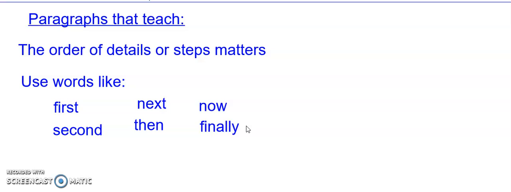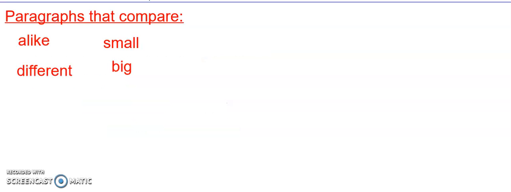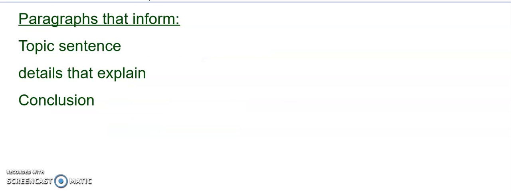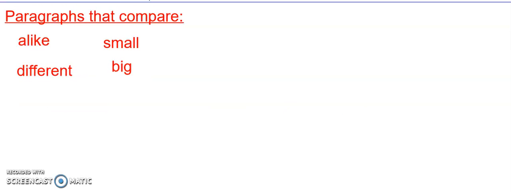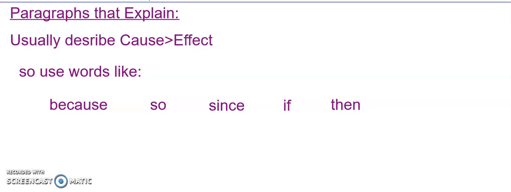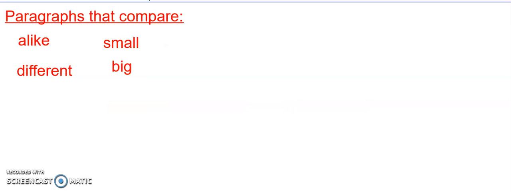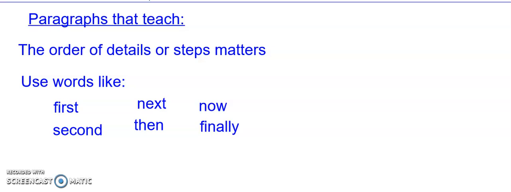So you're going to just be looking at example paragraphs and deciding what kind of paragraph is it. Is the paragraph explaining something? Is it describing a relationship between the details? Is it comparing ideas or situations or nouns? Or is it telling you how to do something in steps? Okay, you'll look at several examples of these and you'll have a chance to write your own.